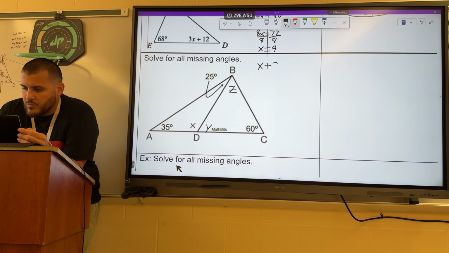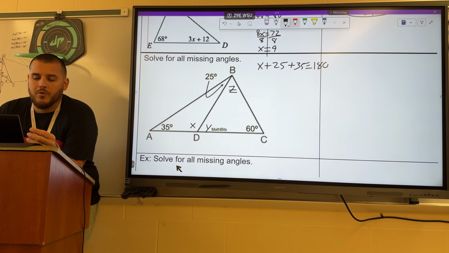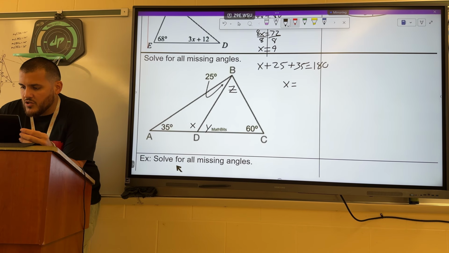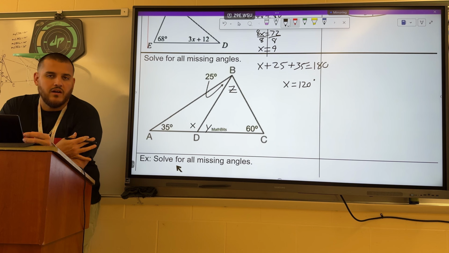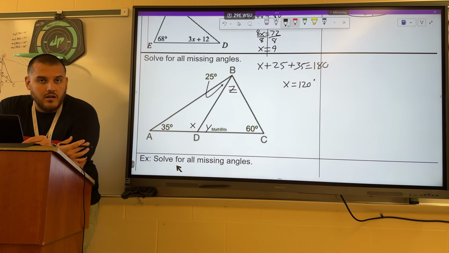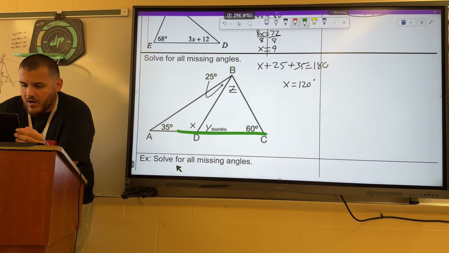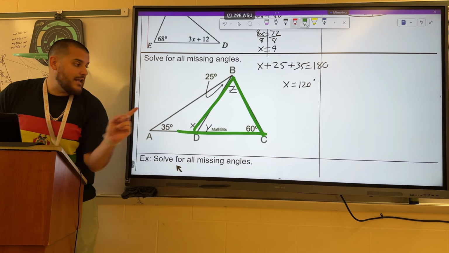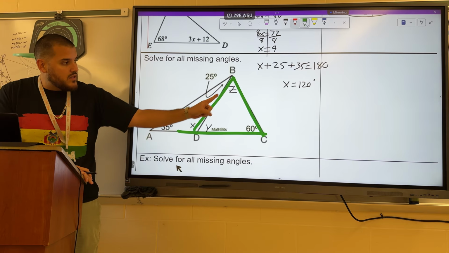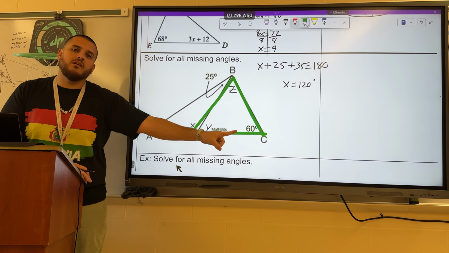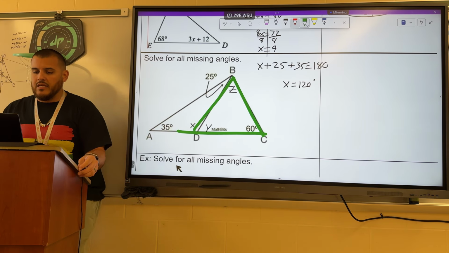So I can do x plus 25 plus 35 equals 180. And if I do the appropriate algebra here, I will get 120 degrees for x. From there, I can use the exterior angle theorem. Hopefully you can recognize here with what I've highlighted that x is the exterior angle to these non-adjacent interior angles, the z and the 60.